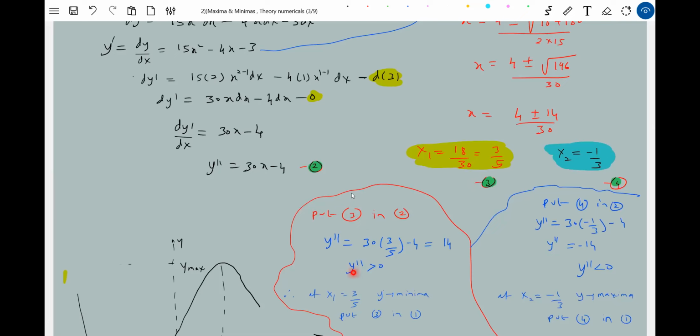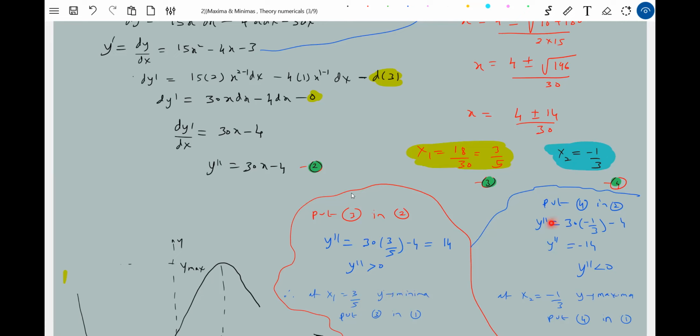I'll solve it. I'll get the double derivative greater than 0. y double dash greater than 0, or d square y over dx square is greater than 0. So what does it mean? Minima exists. That's all, finish. The minima exists here. At x1 equal to 3 by 5, minima exists.